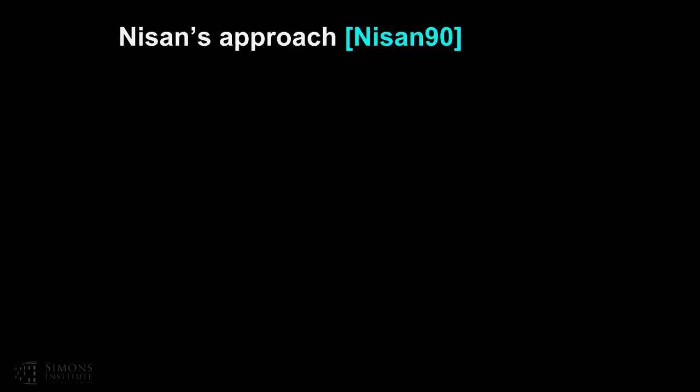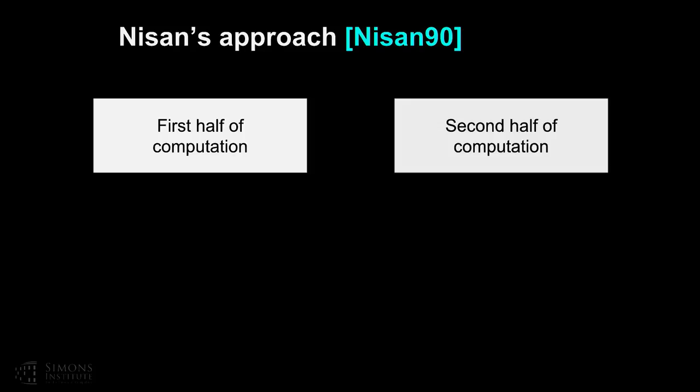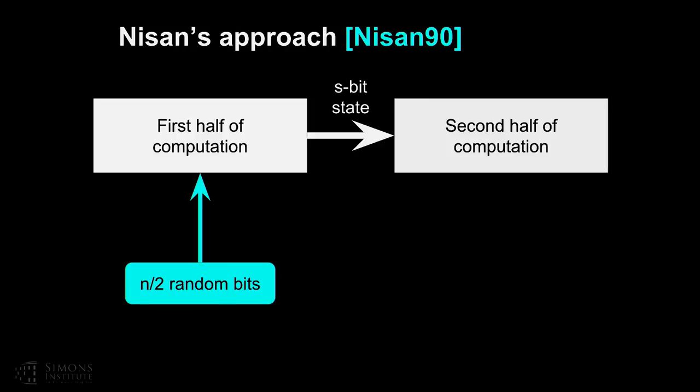So let me just show you the cartoon of what Nissan's approach is, just in one slide. Basically, you look at your computation, you split it into a first half and a second half, and you say, well, look, the only communication between these two is some s-bit state. Now suppose I feed n over 2 truly random bits to the first half of the computation, and now I'm running low on randomness, so I wonder what I need to do.